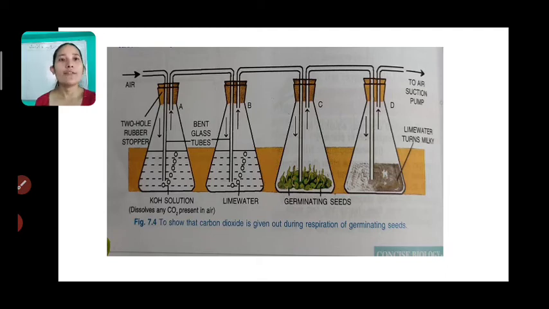Now till when flask A was connected to flask B, the lime water did not turn milky because there was no carbon dioxide. The same air has been transferred to flask C, but when flask C is connected to flask D, the lime water in flask D turns milky. That proves that during respiration carbon dioxide is produced. That's why the lime water in flask D is turning milky.